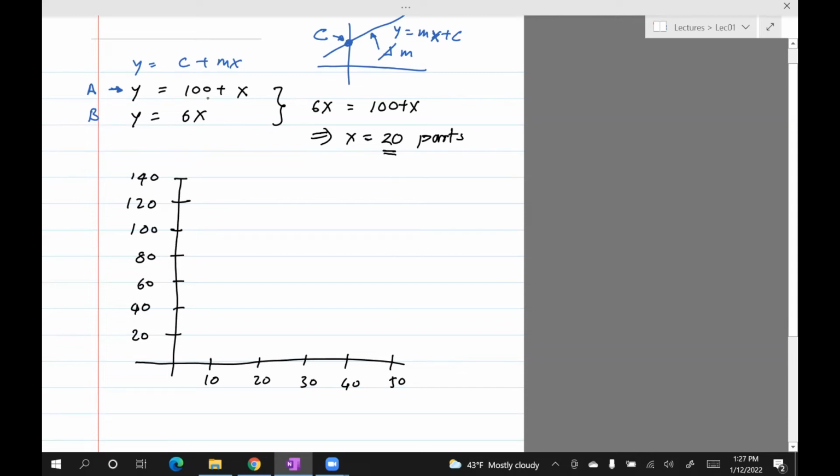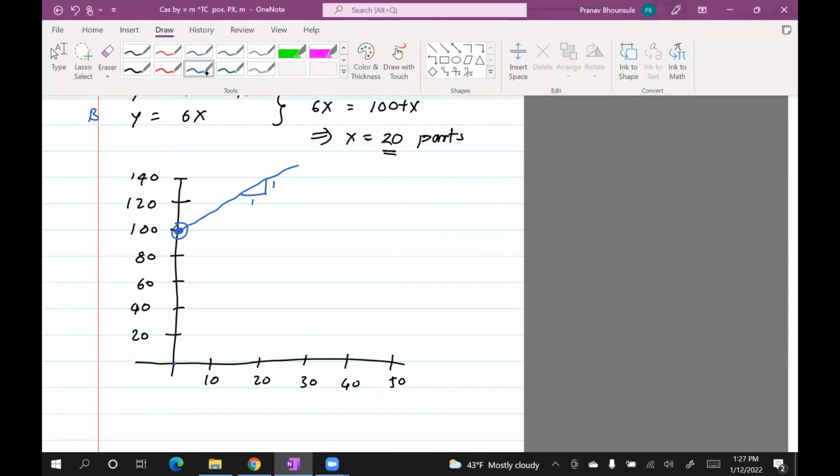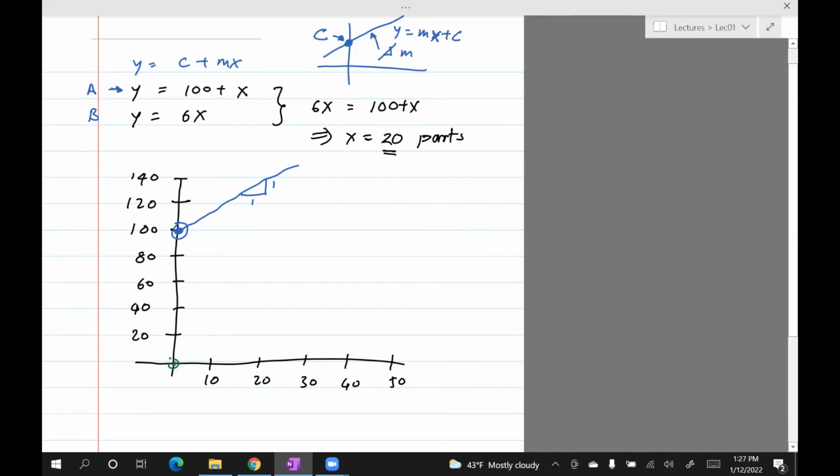Given that information, it's easy to draw these lines. First, y equals 100 plus x. The intercept is 100, and the slope is m equals 1. So I need to draw a line which has a slope of 1. For the other one, the constant is 0, so it has to pass through the origin, and the slope is 6 times x, so it's going to be a steeper line. We just have to be mindful that it should intersect at x equals 20.